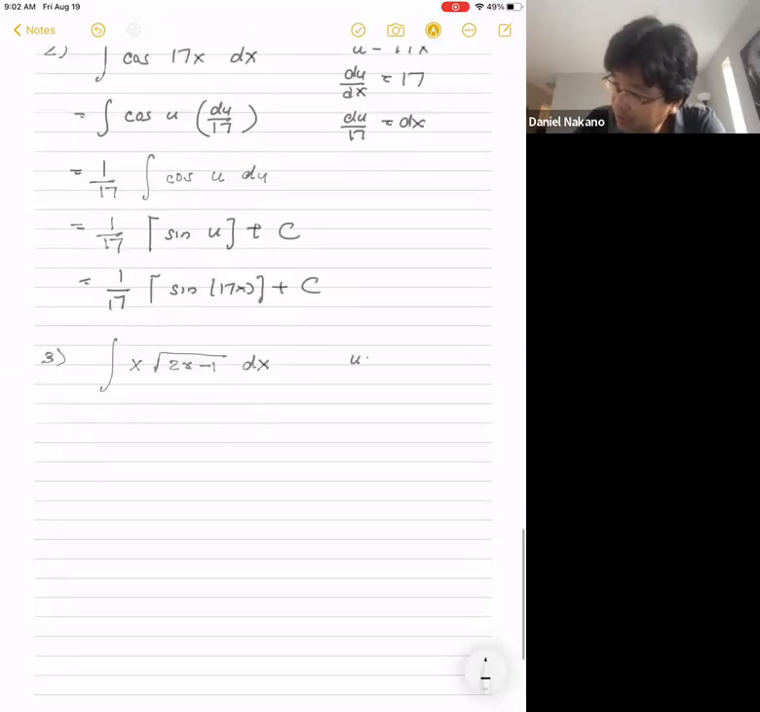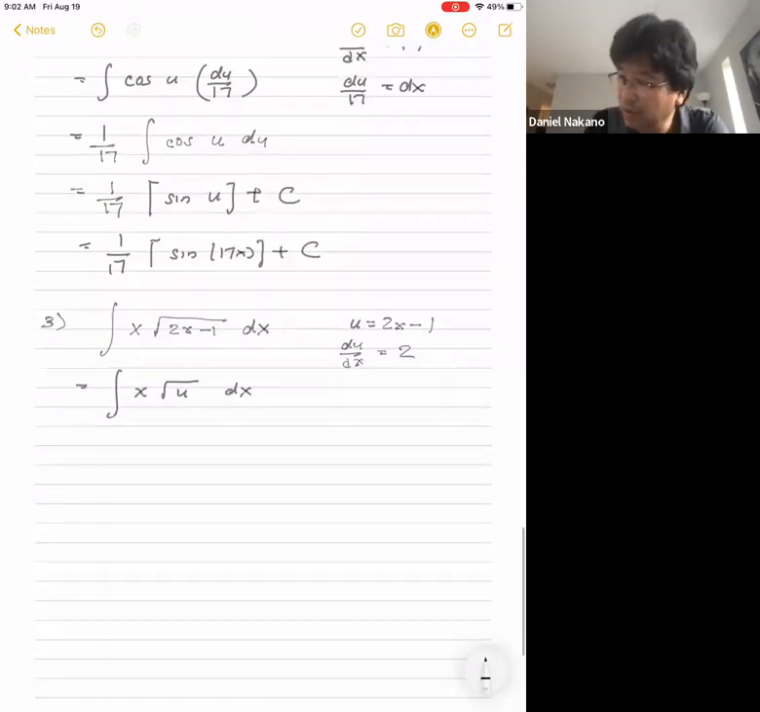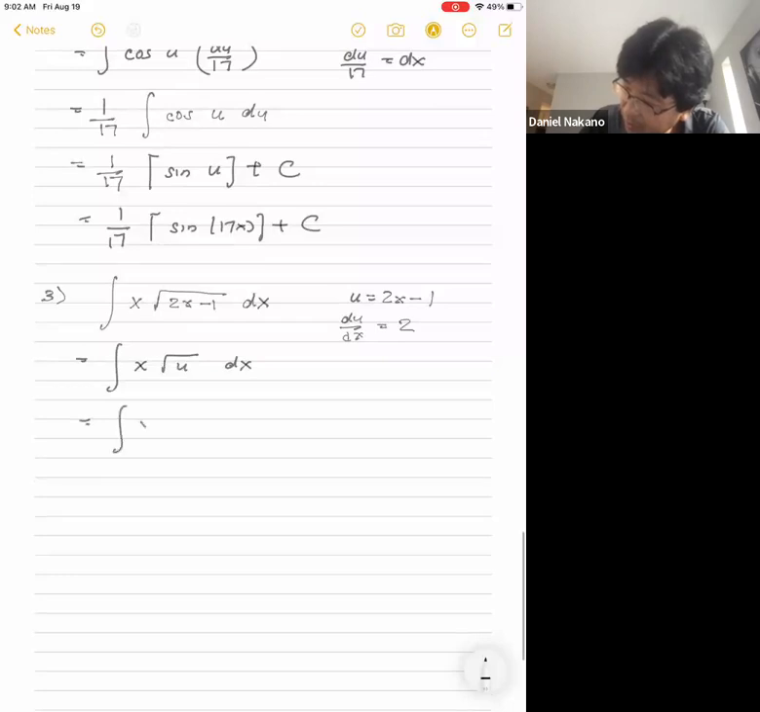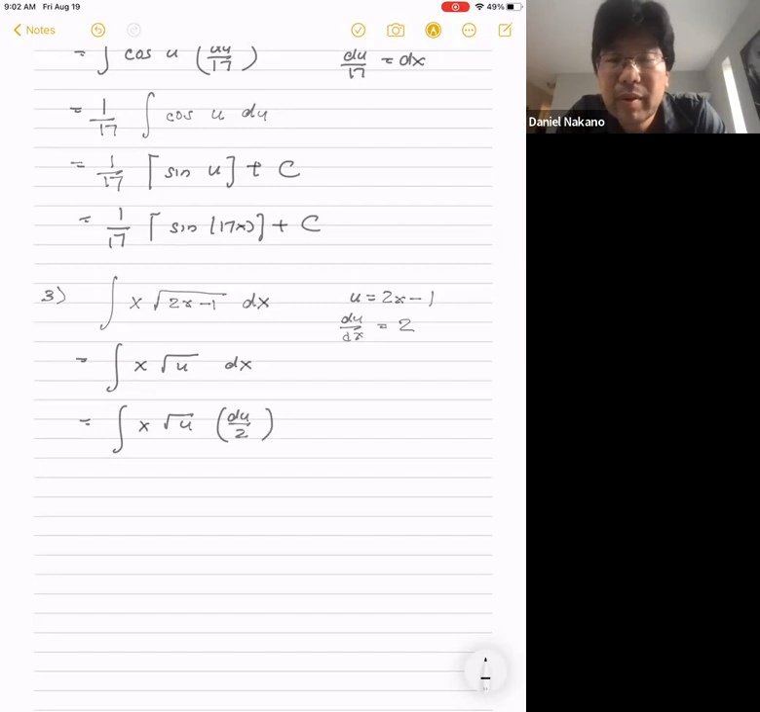So u will be just 2x minus 1. Let me write this out. I still have the x in here, and I have the square root of u, and a dx here. If I take du dx, that's just going to be 2. So I can solve for the dx part. The dx part is just going to be du over 2. Now, I still have the x lying around. It wasn't canceled out like in the other problems. So what should I do now?